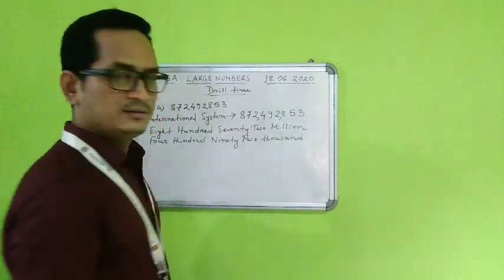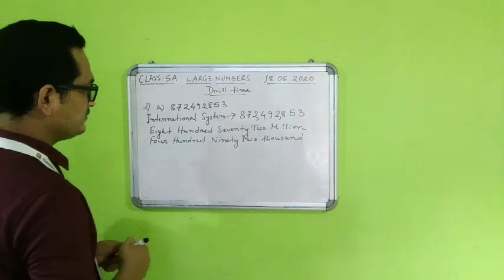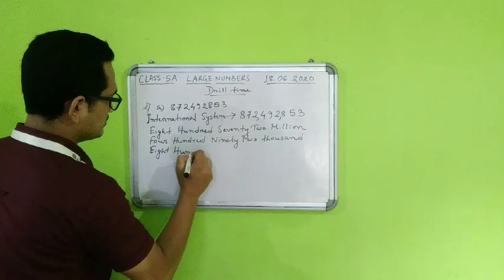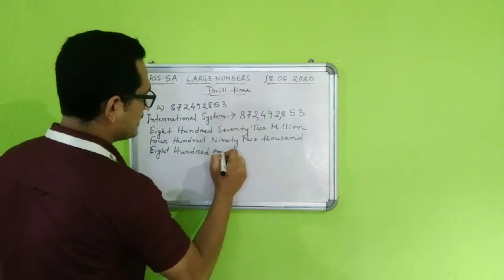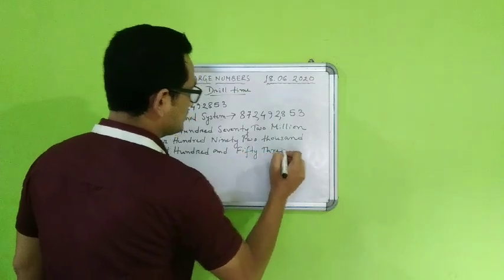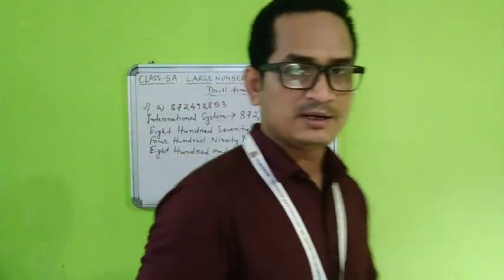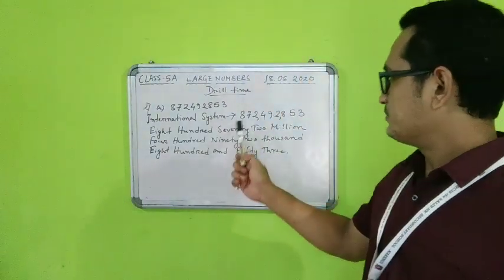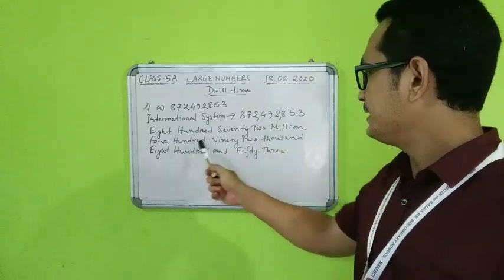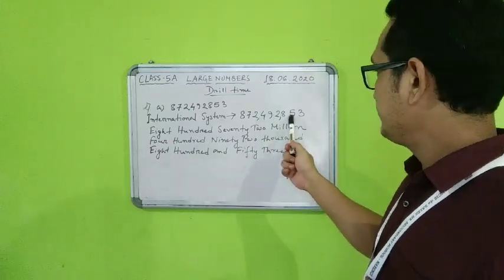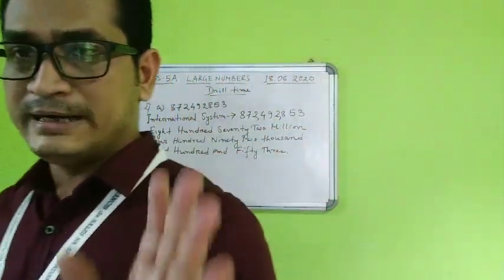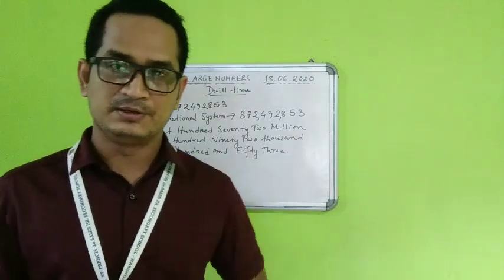Now let us go for the final one, that is the ones period, that is 853. So it will be 853. So students, we already got the complete number in international system. This will be 872,492,853. So this will give you the international number for this particular number.